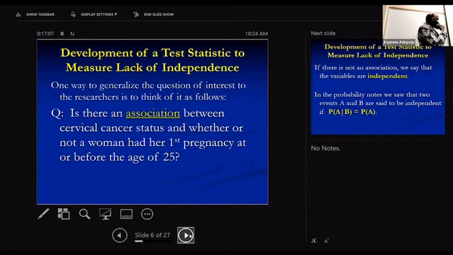What we want to do today, we basically want to use the idea of a special way of analyzing our categorical variable, which you're going to see now. Now, the question is, we have a research question. Every research starts with a research question. What do we want to answer? Is there an association between cervical cancer status and whether or not a woman had a first pregnancy at or before the age of 25? That is a research question. What is the meaning of association? Association means relationship. Is there a relationship between them?